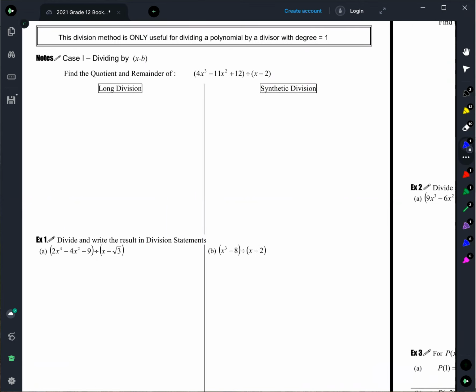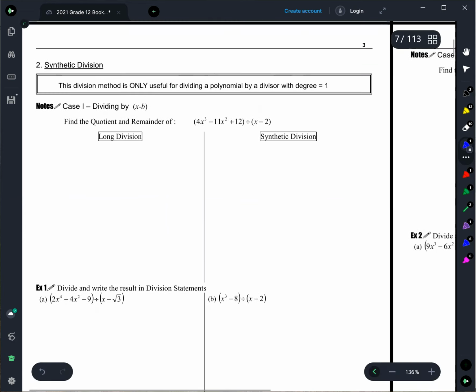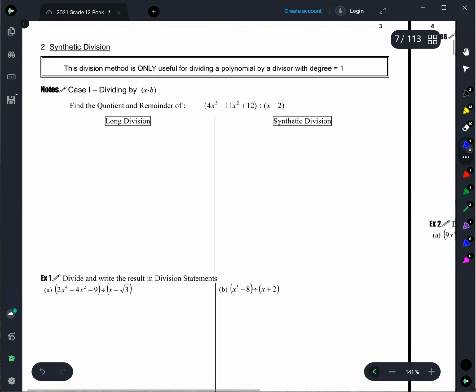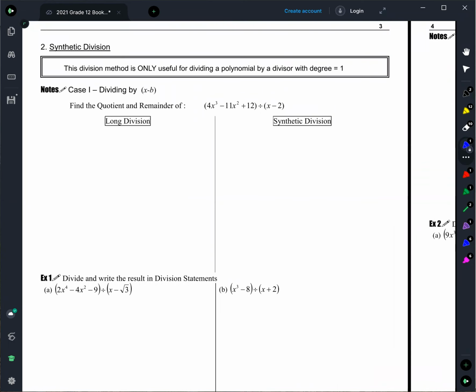We have 2 ways to divide. One is called long division, one is synthetic division. This one is on page 3. This part is called the dividend, okay? And then divided by x minus 2. So this is called the divisor.